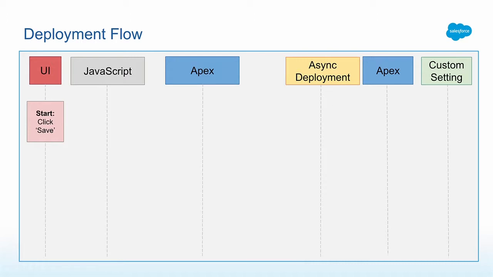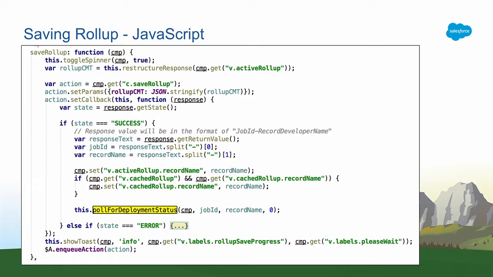All right, so first, when the user clicks that save button in our custom UI, we call the save rollup function, and that's what's going to kick things off in our JavaScript. This is that JavaScript function that is called the save rollup, and what it does is it calls a method in the Apex controller called save rollup, and to it passes a JSON string of that current rollup information. And it's going to be that Apex method that will ultimately fire the metadata deployment via the metadata API because we can't access that on the front end.